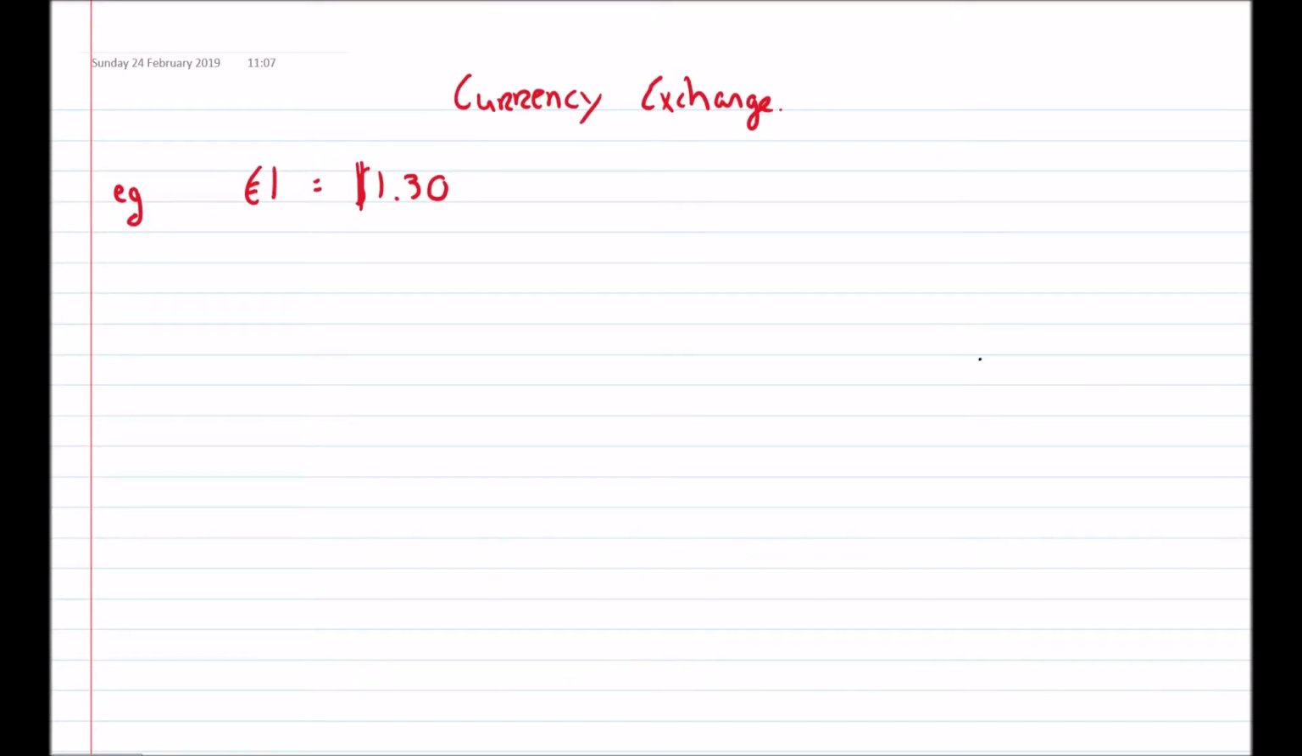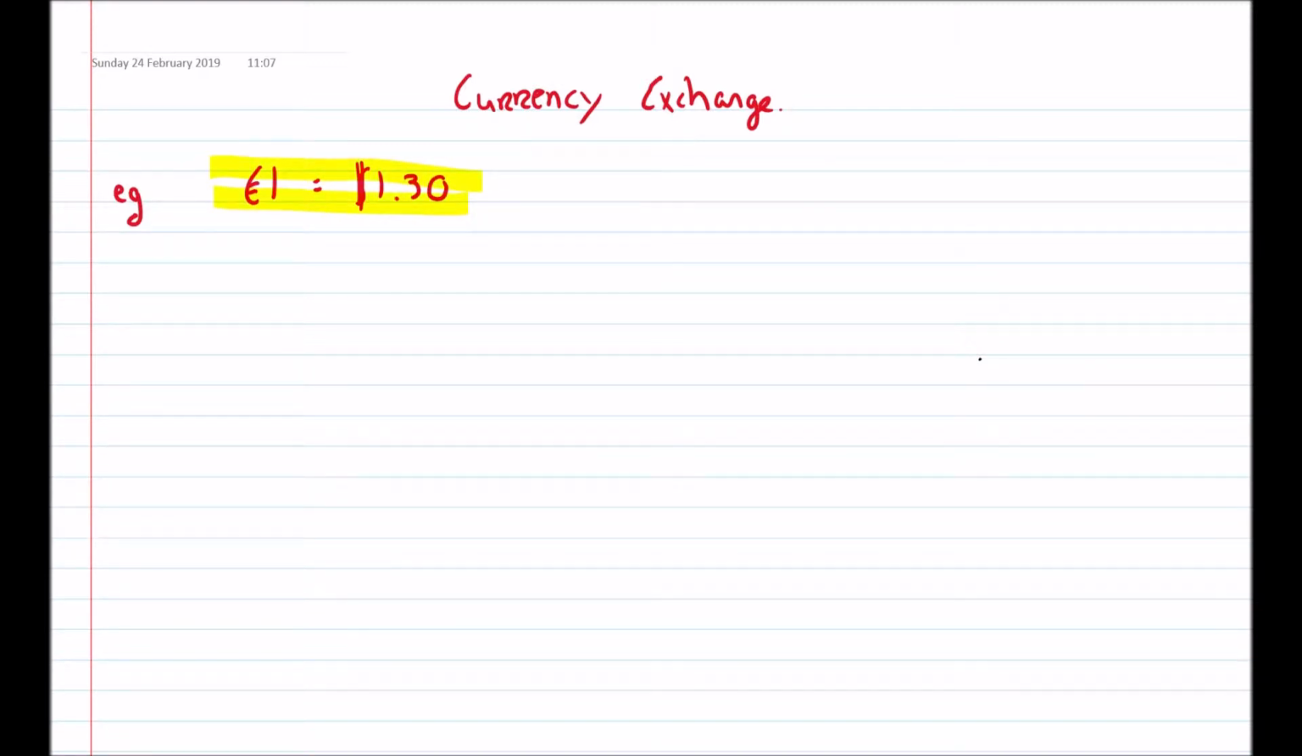In this video we're going to look at currency exchange. So for instance, let's say I wanted to convert 100 euros to dollars. How many dollars would I get for my 100 euros? If you go into a bank, you'll actually see on a board their exchange rate. So for example, they might have something like this.